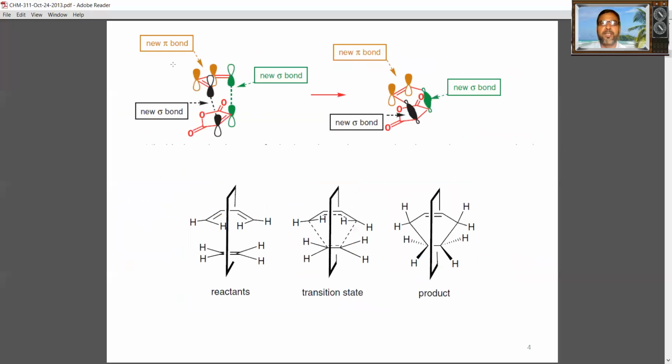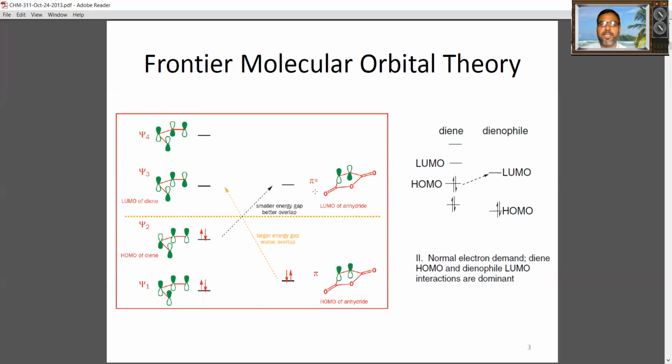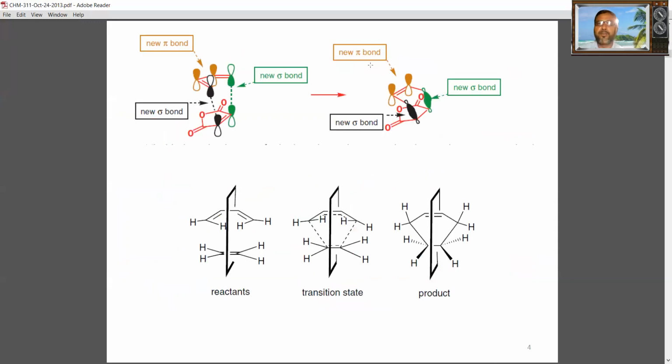Now, friends, you can see a new pi bond, a new sigma bond here, a new sigma bond, a new pi bond. This is the diene and this is the dienophile. I will show you. This is the diene and this is the dienophile. So now you can see here a new pi bond and a new sigma bond.